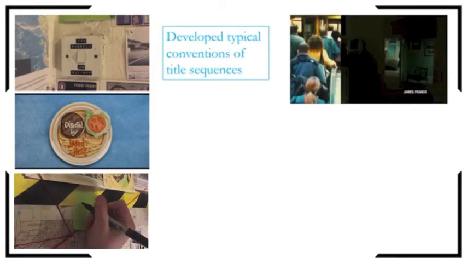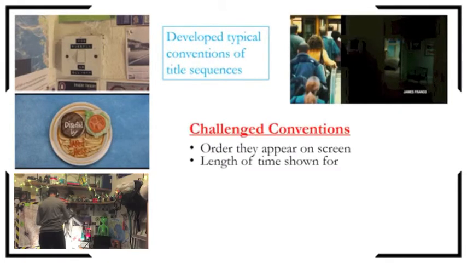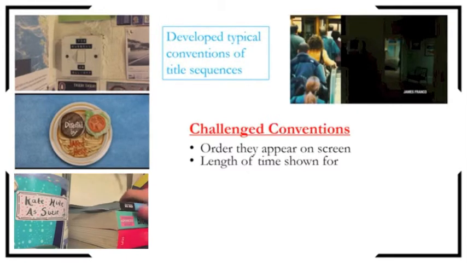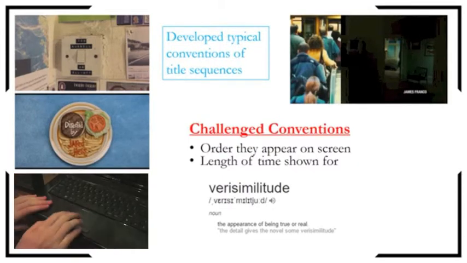Through these factors, we really developed the convention of title sequence, which typically showed names and roles typed and laid over a shot. As well as developing the titles, we also challenged the order in which they tend to appear and the length of time for which they show for, in order to fit with the verisimilitude and the idea that they were being shown whilst in use by the protagonist.